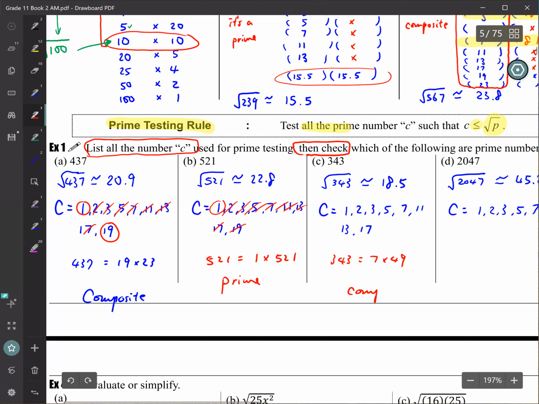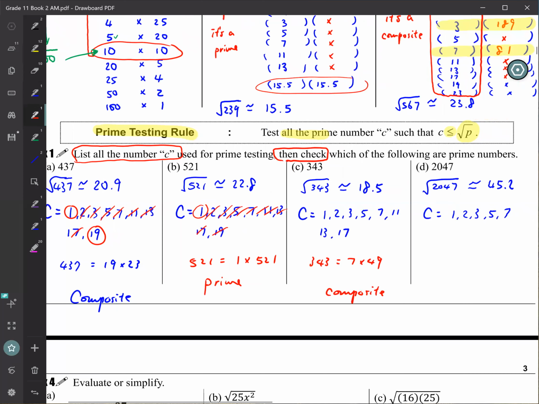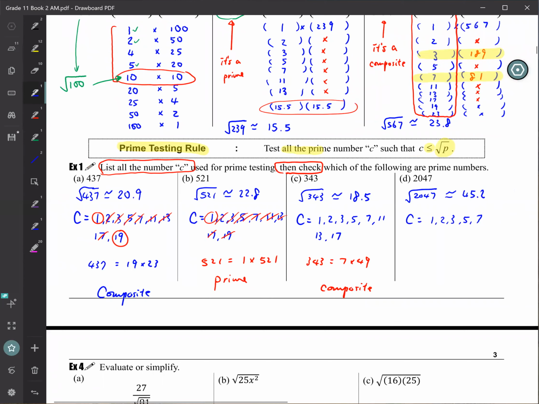Composite. Okay, Eric, are you done now? I'll let you handle the monster one. I'm just checking the last few. So we have quite a lot to check: 11, 13, 17, 19. I think it's not prime because I only found 23 and 89, but that's another pair besides 1 and 2047.